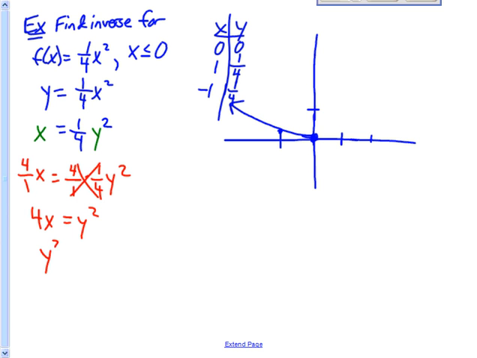Let me change those around. Y squared equals 4x. And now we square root. So y equals plus or minus square root of 4, which is 2 root x, right? So the question is, which one is it? Which one is it?